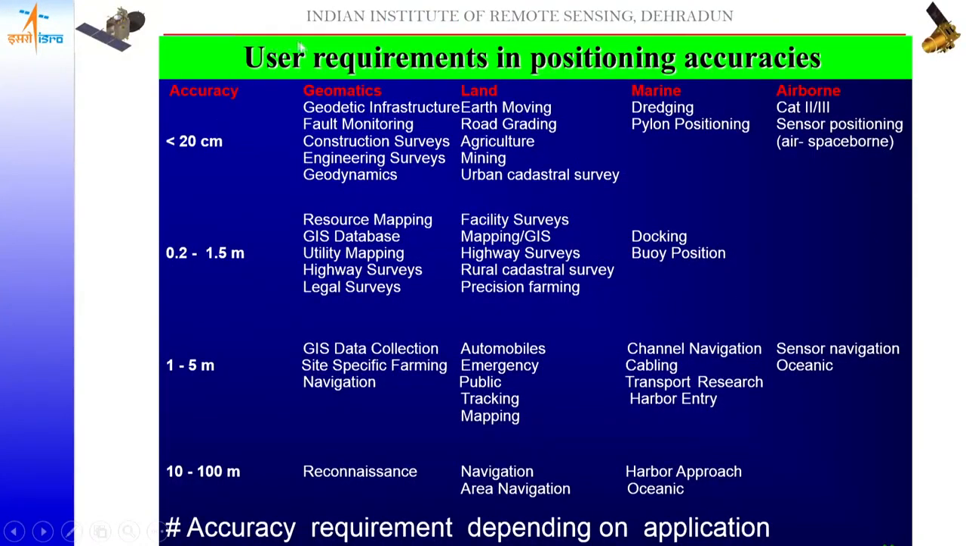Then this is the user requirement in positioning accuracies. You can see less than 20 centimeter is needed when we are going for geodetic infrastructure, fault monitoring, construction survey, engineering survey, geodynamics. Even for geodynamics, we need millimeter accuracy, because our earth is moving at the rate of 50 millimeter per year, and when you are entering into the Himalaya, it is again decreasing and going to 33 millimeter per year. You know why?